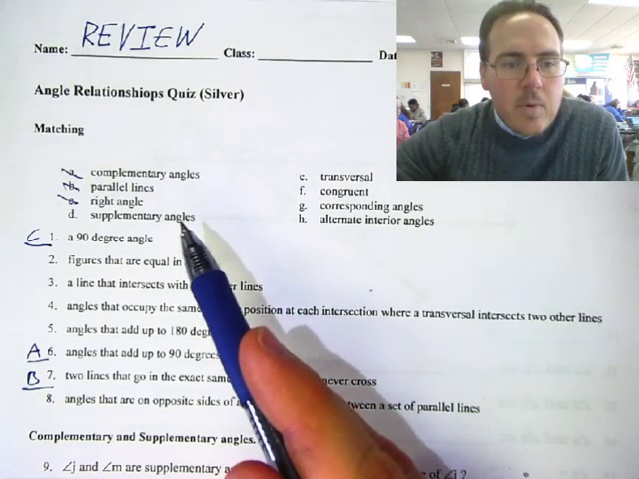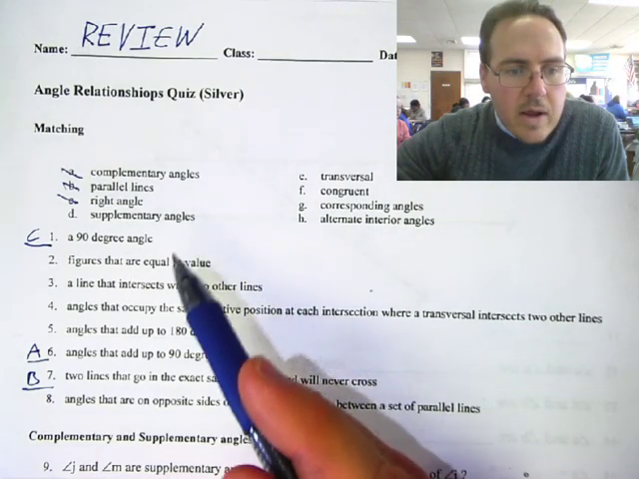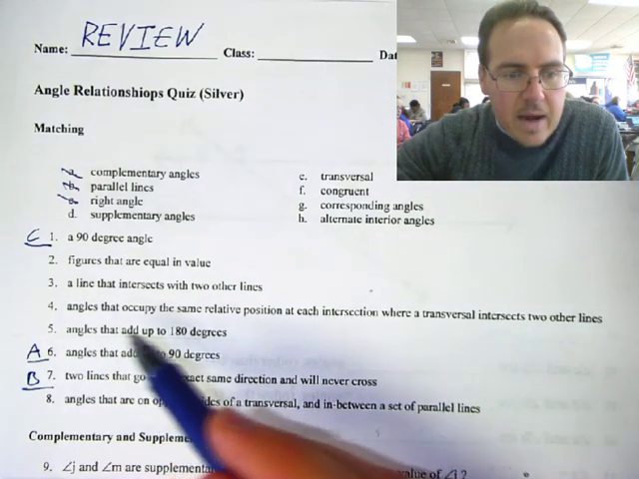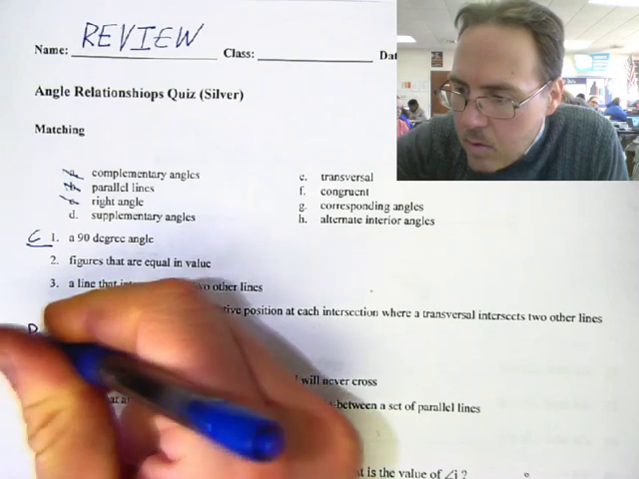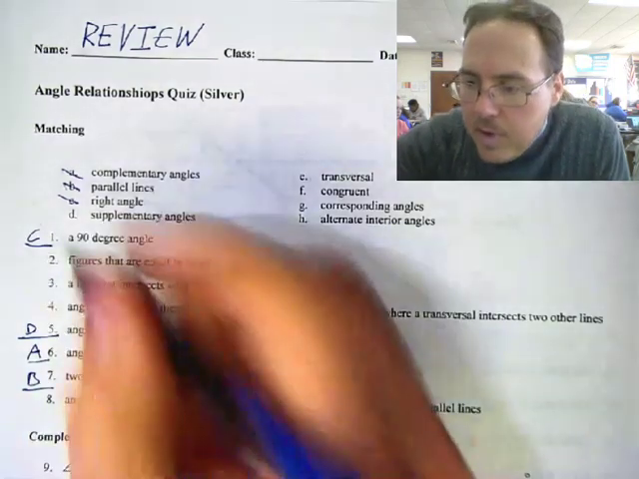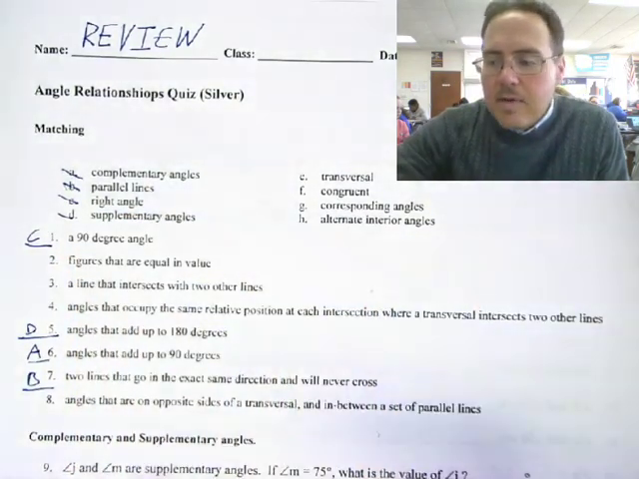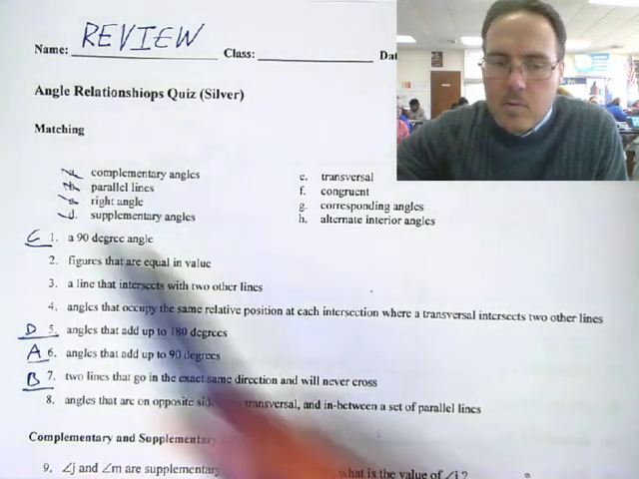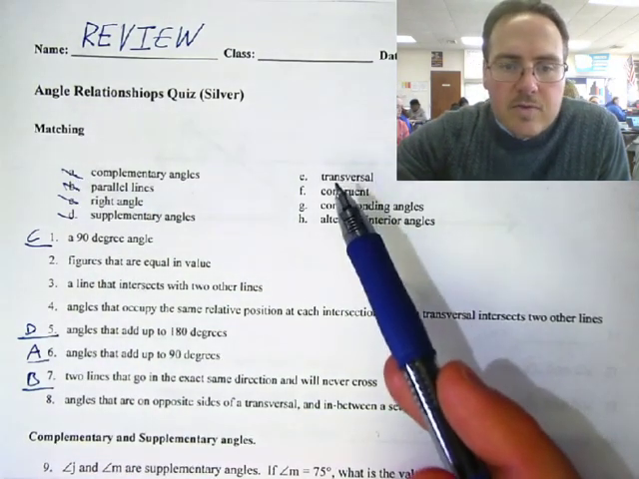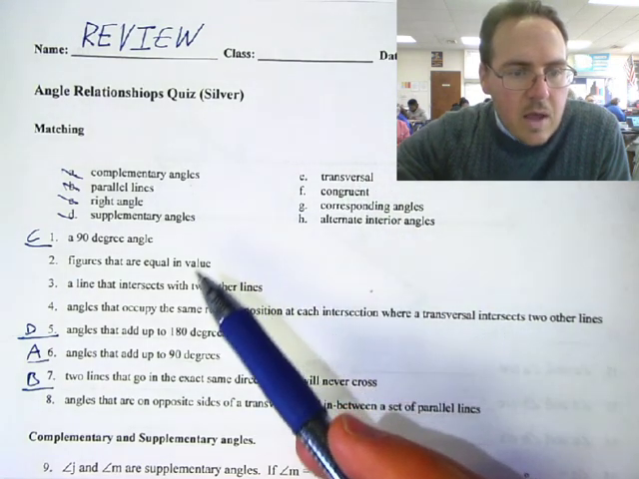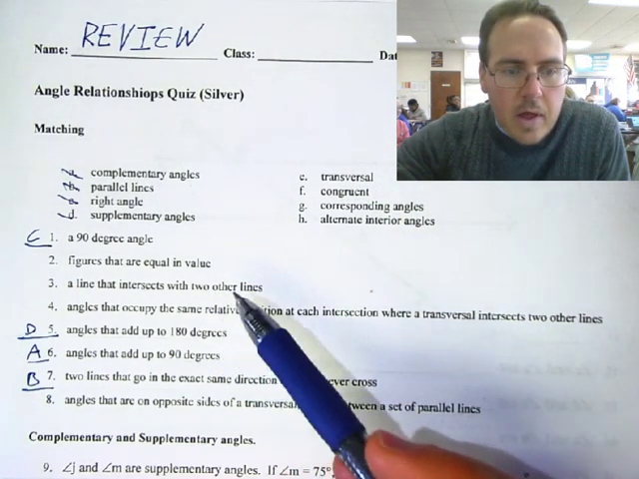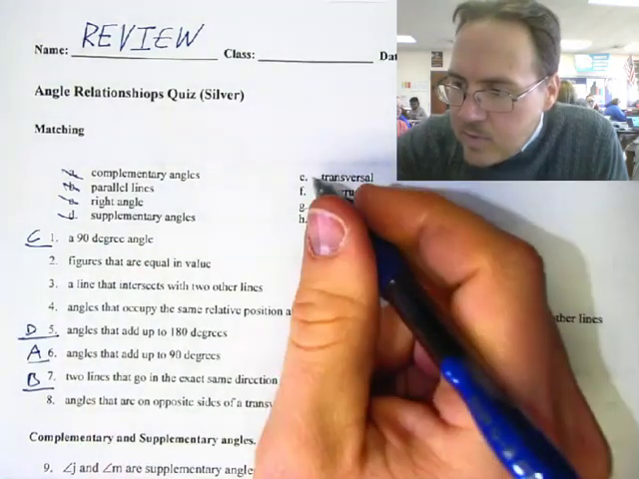Supplementary angles add up to be 180 degrees. So where's the 180? There it is. Angles that add up to 180 degrees. So 5 is D. Mark that off. For some reason, I always love crossing them off. Like done with you, done with you, done with you. A transversal, that's the line that goes across 2 lines. So a line that intersects with 2 other lines. Okay, so 3 is transversal.